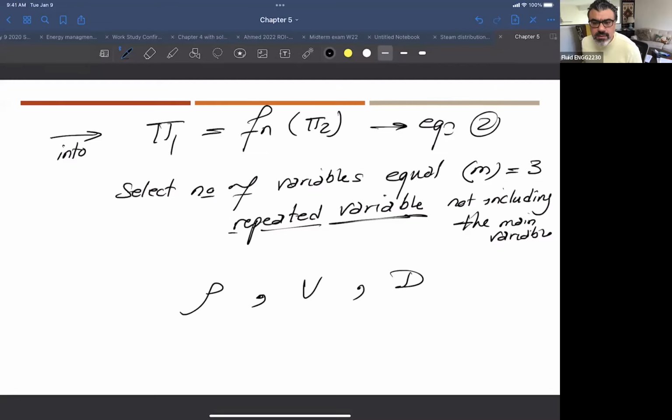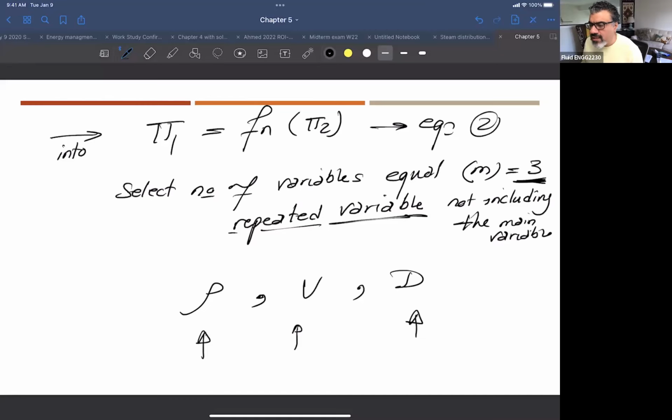That's it, right? And I will tell you at the end, whatever group you create, you can manipulate it later by doing simple math relations: square the group, reverse the group, or multiply 2 groups together to get another group. All the solutions will be acceptable and will lead to similar results, okay? So we are selecting 3 variables. We call them 3 repeated variables. The number here is 3 because the number of M is 3.